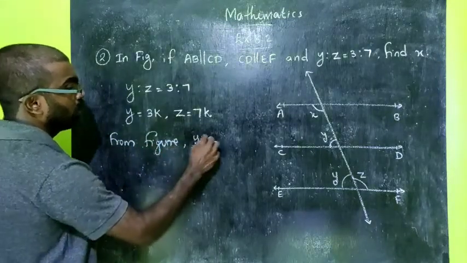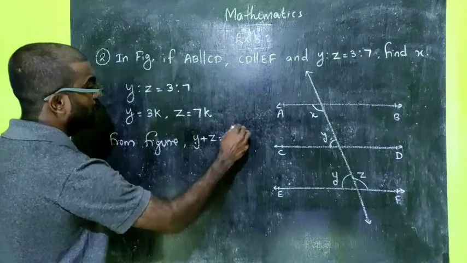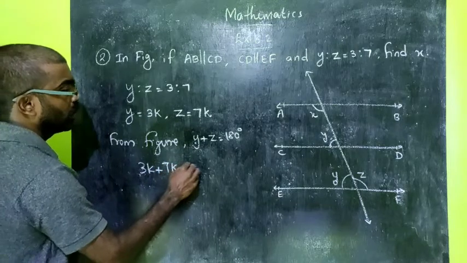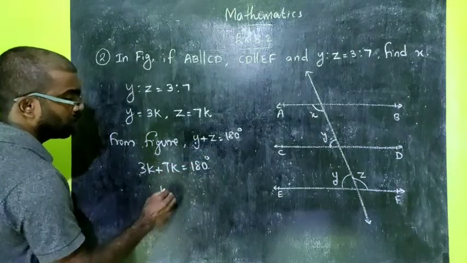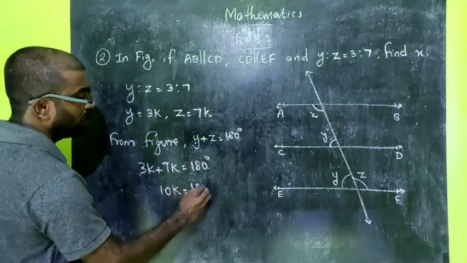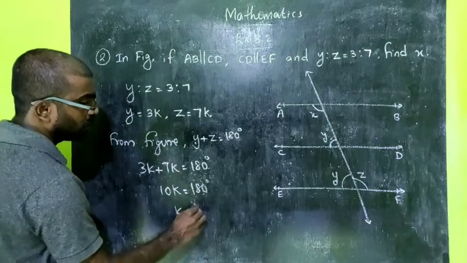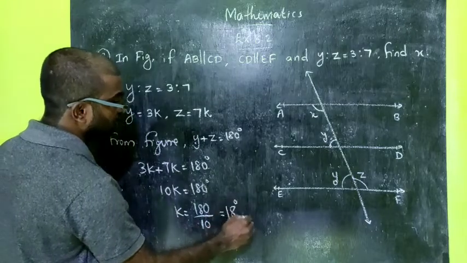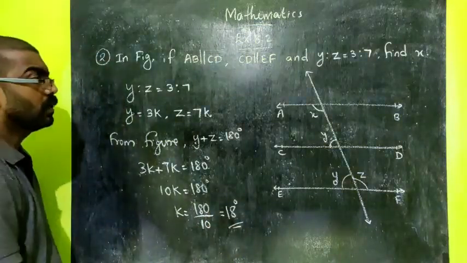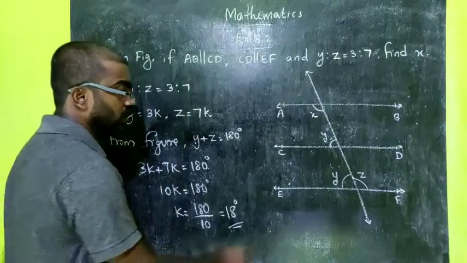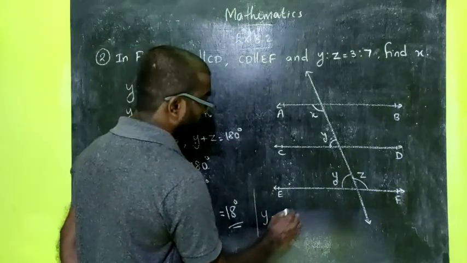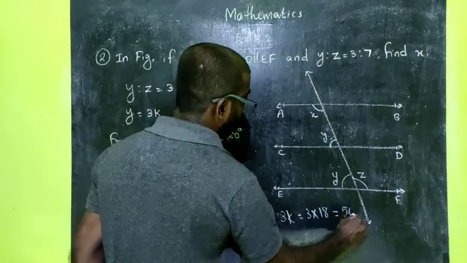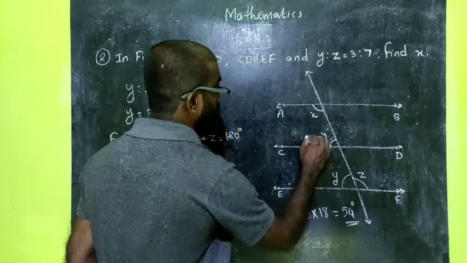So from figure, we can write y plus z is equal to 180 degree. That values we can replace here. 3k plus 7k is equal to 180 degree. 10k is equal to 180 degree, and k is equal to 180 divided by 10, which is equal to 18 degrees. So the value of k is 18. From this we can find the y value first. So here y is equal to 3k. So 3 into 18 is 54. So 54 degrees. Y value is 54.